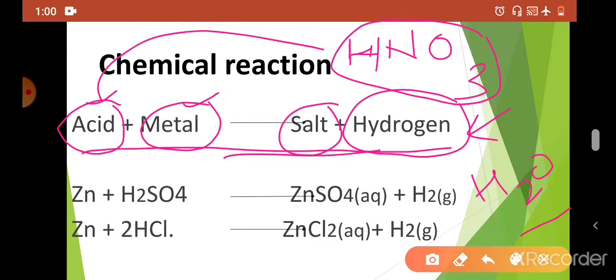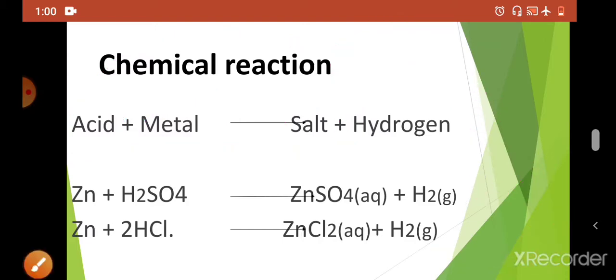So inert metals, even it is given in your textbook also. So write down the metals which are gold, silver and platinum. Inert metals, they do not undergo this reaction. Otherwise, all the other acids and metals give us this reaction.